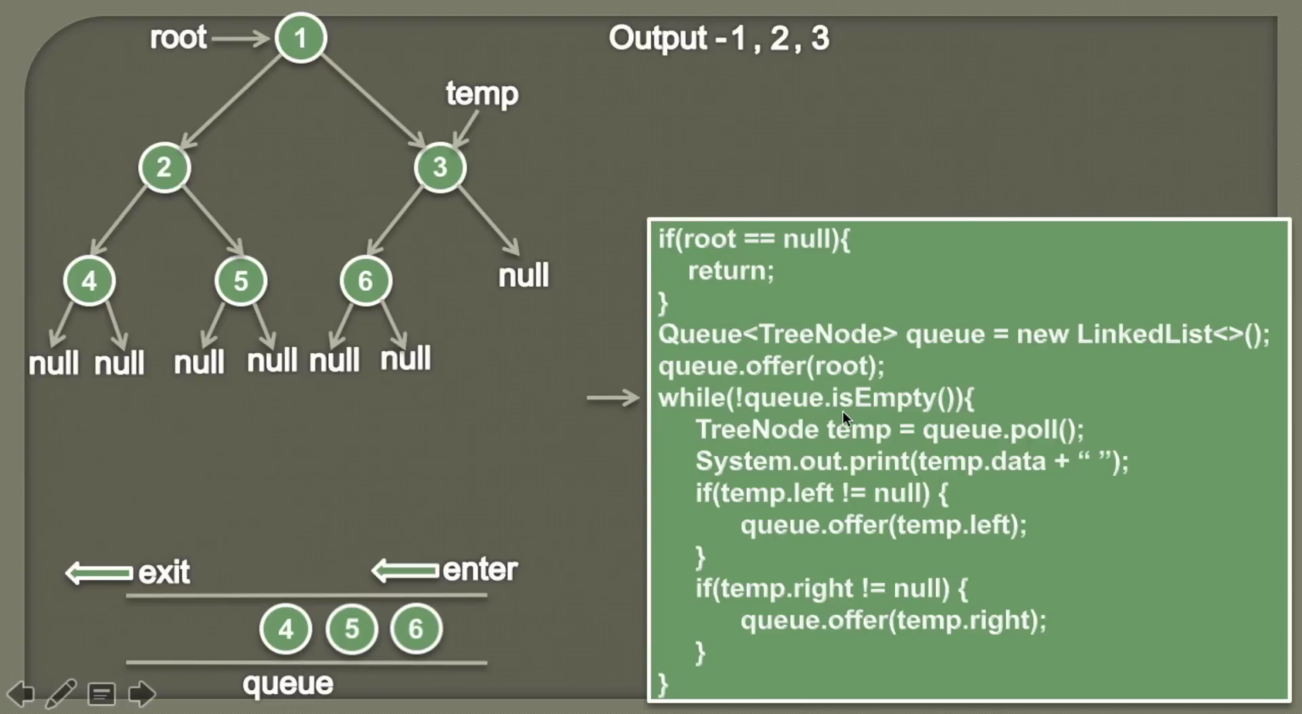We again check whether queue is empty or not. So currently queue has 3 nodes, therefore it's not empty. And in the first step, we simply poll the element from the queue and we'll assign it to the temporary node. So here node 4 will be removed from the queue and temp will now point to the node 4. So it would look something like this. So now temp is pointing to the node 4. And now we'll simply print the data associated with the temporary node, which is nothing but 4. So 4 will be printed on the console.